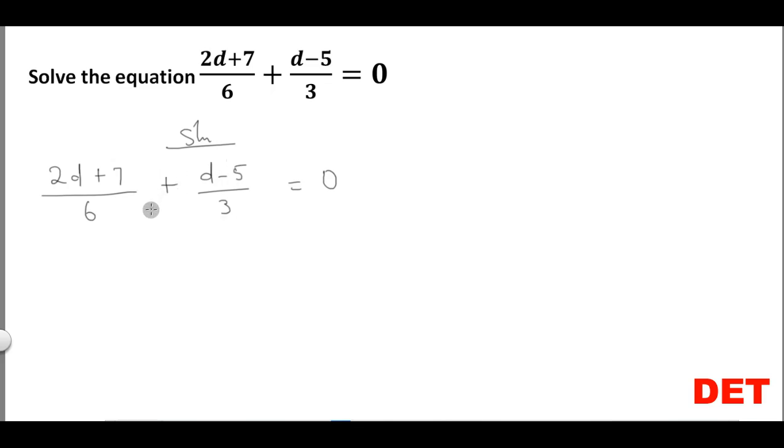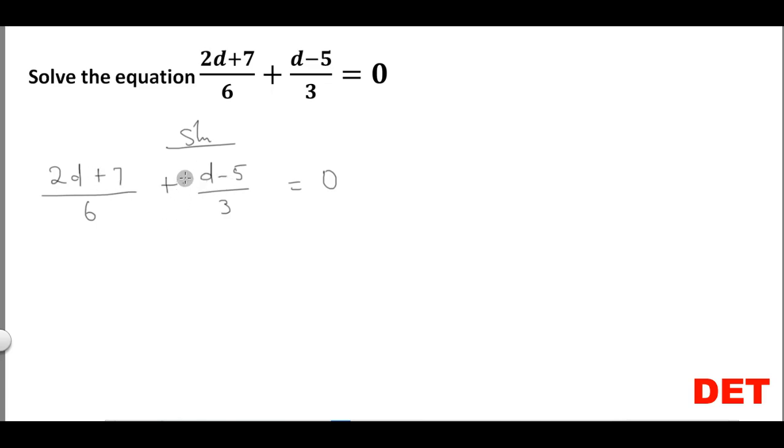If you look at this equation, we have two fractions here. (2d + 7)/6 is a fraction, and (d - 5)/3 is another fraction. So the first thing I would want to do is to resolve these two fractions into a single fraction.